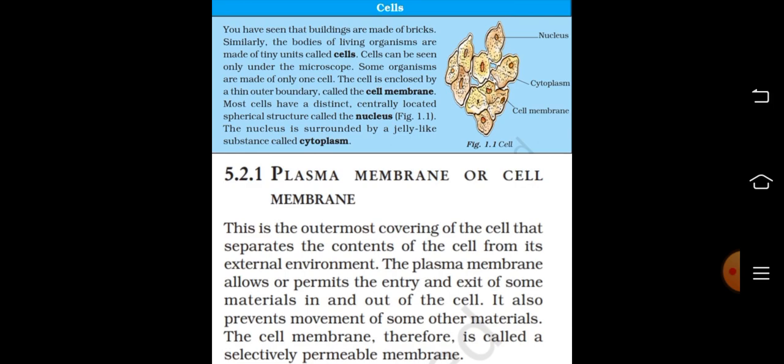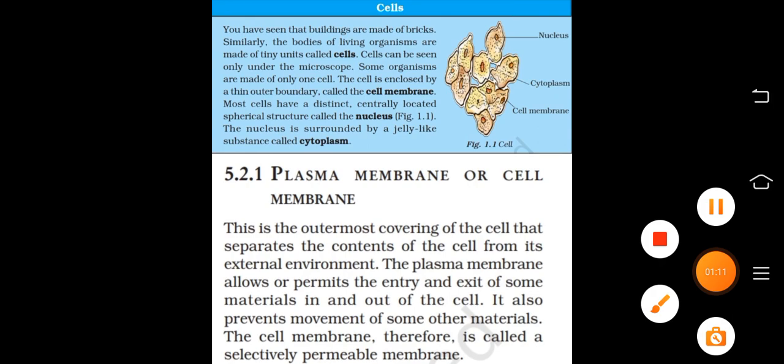Plasma membrane or cell membrane. This is the outermost covering of the cell that separates the contents of the cell from its external environment. The plasma membrane allows or permits the entry and exit of some materials in and out of the cell. It also prevents movement of some other materials. The cell membrane, therefore, is called a selectively permeable membrane.